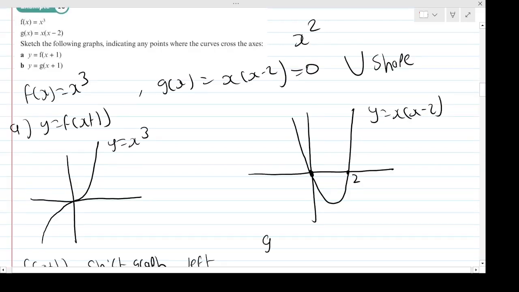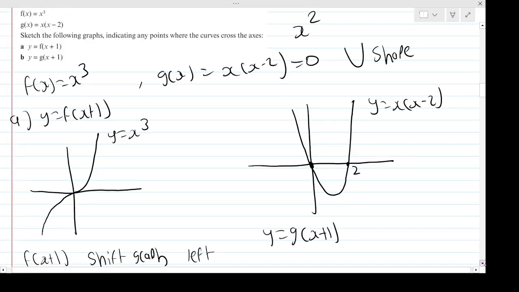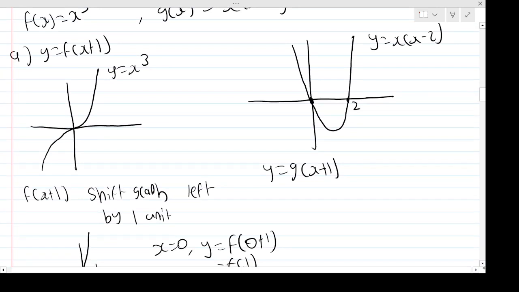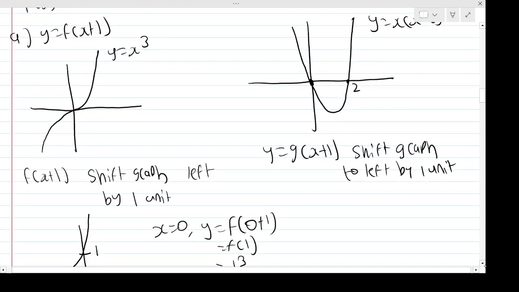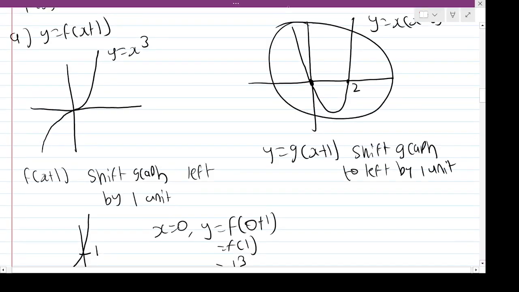Then it's asking us to sketch y is g of x plus 1, sorry. But that's going to do the opposite again. If it's inside the brackets of the function, it does the opposite to what you expect. So you'd think you'd add 1 to the x coordinates and move it to the right, but actually you do the opposite and go 1 to the left instead. So you shift the graph to the left by 1 unit. The left is the negative direction again. So this whole graph needs to move 1 to the left.